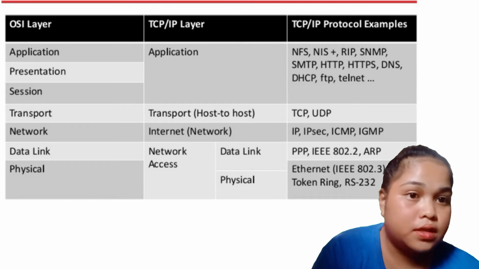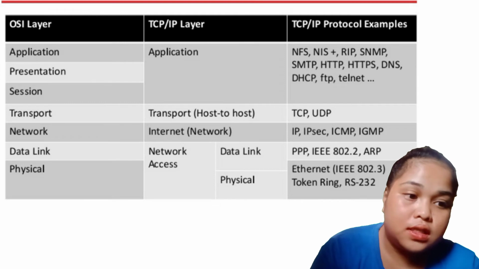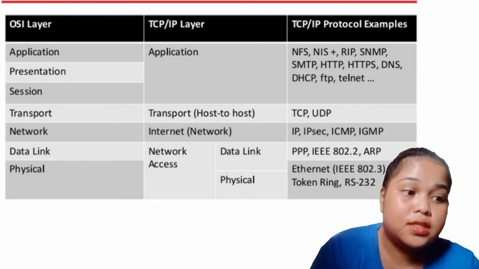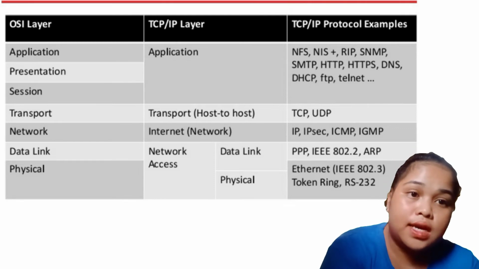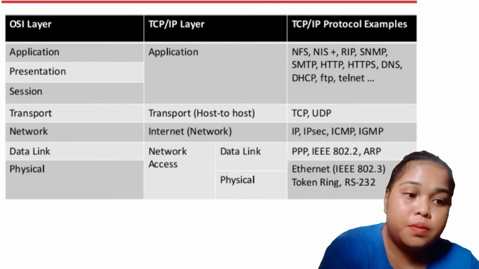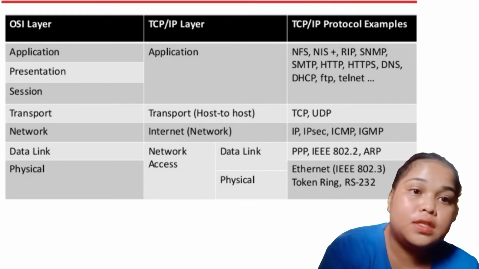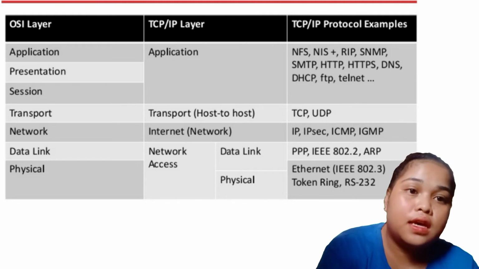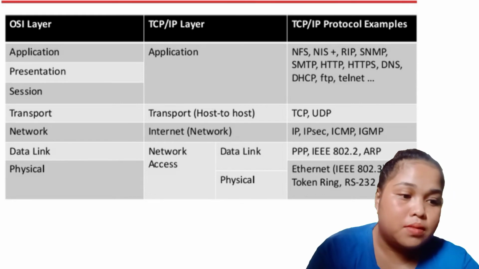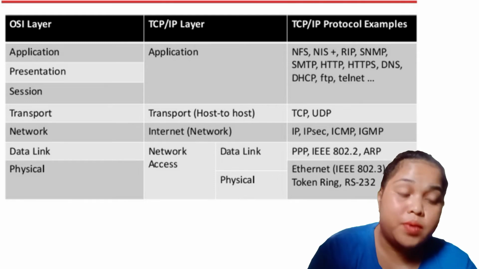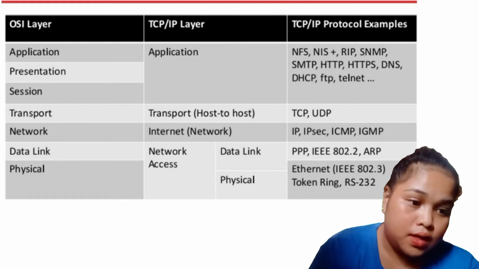So here we will give you the table of the given OSI layer, TCP/IP layer, and its examples. The first is the application, presentation, and session, which has the TCP/IP layer as application. Examples are NFS, NIS+, RIP, SNMP, SMTP, HTTP, HTTPS, DNS, DHCP, FTP, and Telnet.